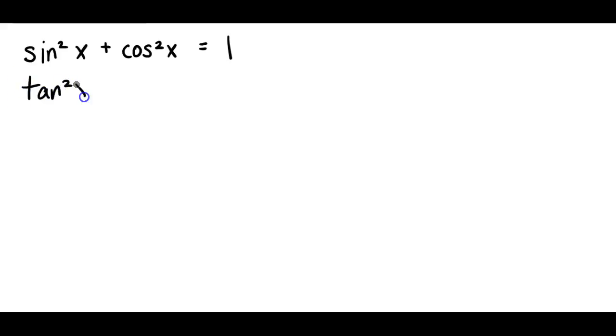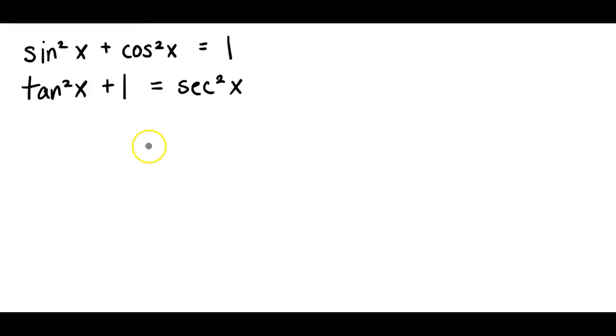In this lesson, we're going to look at three more trig relationships that we can use. The first one is sine squared of x plus cosine squared of x is equal to 1. The second relationship we can use is that tangent squared of x plus 1 is equal to secant squared of x. And these all come from one another, by the way.